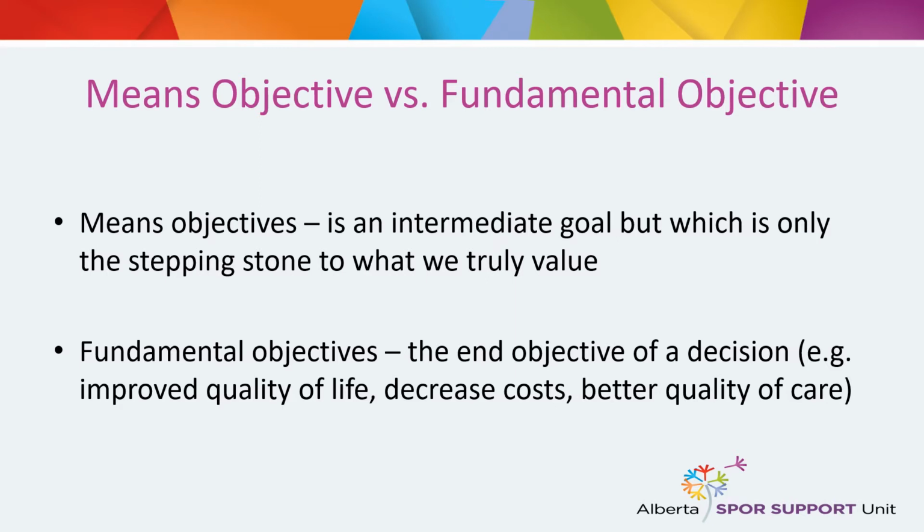Often, there are multiple competing objectives. It is important to understand what they are. The means objective is the intermediate goal and is a stepping stone to what we truly value. The fundamental objective is what you want to achieve, for example, improving quality of life, decreasing costs, and improving quality of care for all burdens.